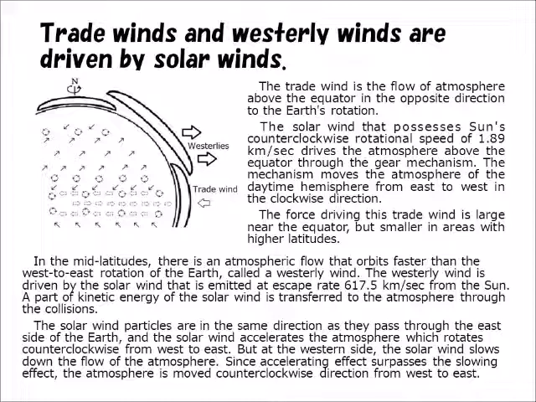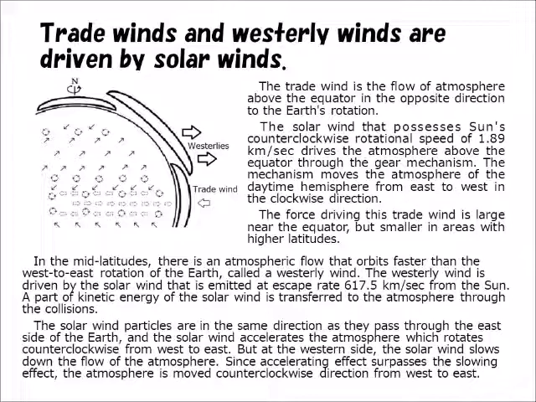The trade wind is the flow of atmosphere above the equator in the opposite direction to the Earth's rotation. The solar wind that possesses the Sun's counterclockwise rotational speed of 1.89 km/sec drives the atmosphere above the equator through a gear mechanism. The mechanism moves the atmosphere of the daytime hemisphere from east to west in the clockwise direction. The force driving this trade wind is large near the equator, but smaller in areas with higher latitudes.